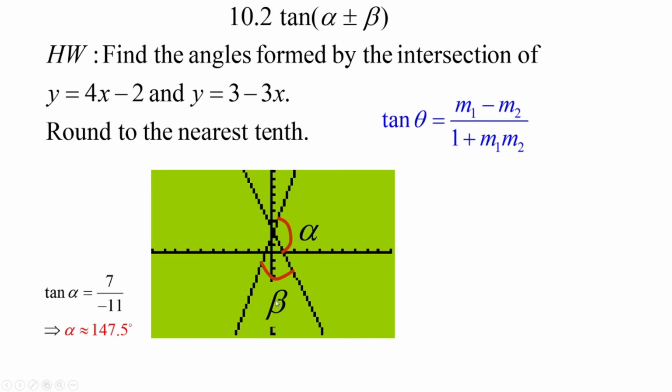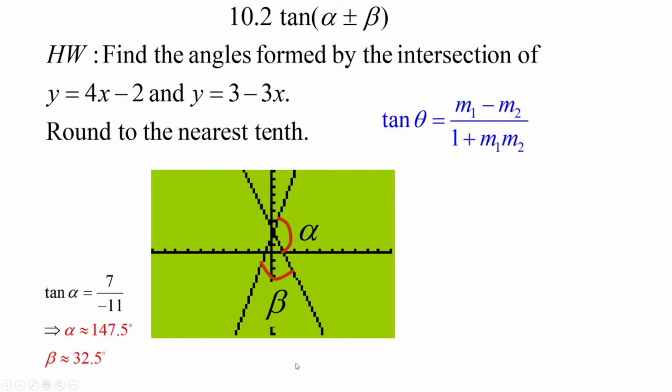And that means beta would be 180 minus 147.5. I'm just going to punch that out real quick. 180 minus 147.5 equals, and that one's going to be 32.5.